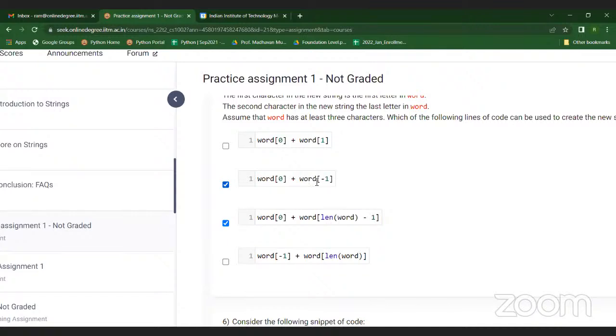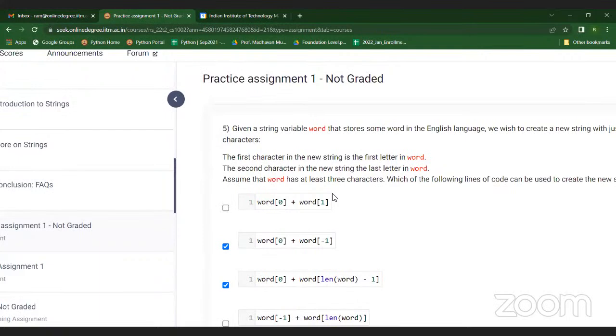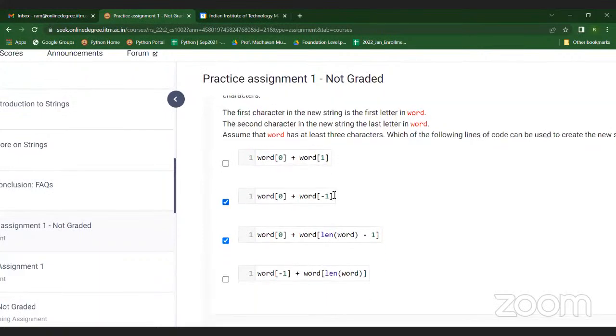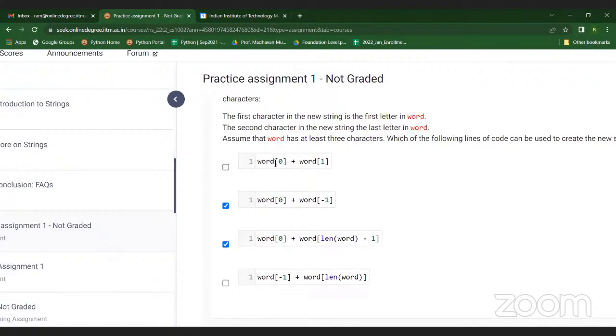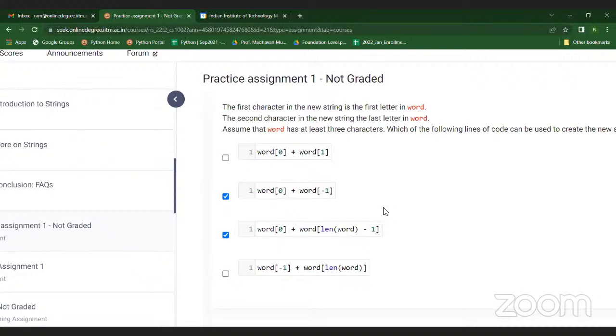So for option A, you didn't take it because it is taking the first two characters, but we should take the first character and the last character, right? So that is why the first option is not correct.